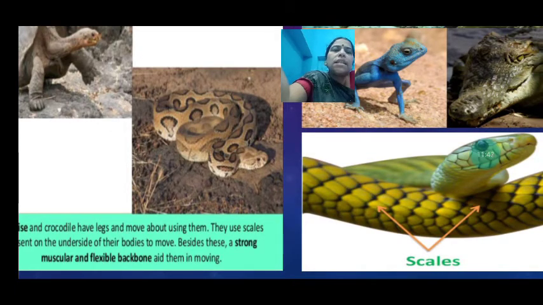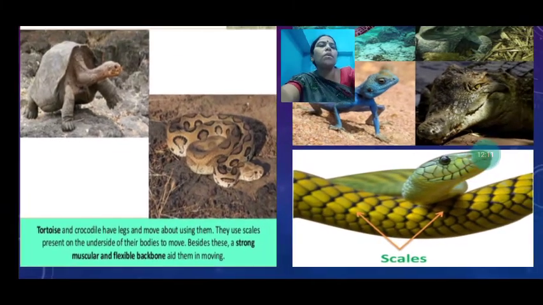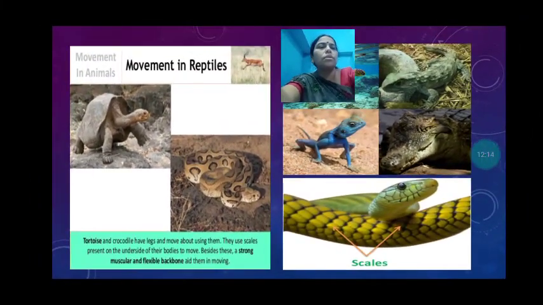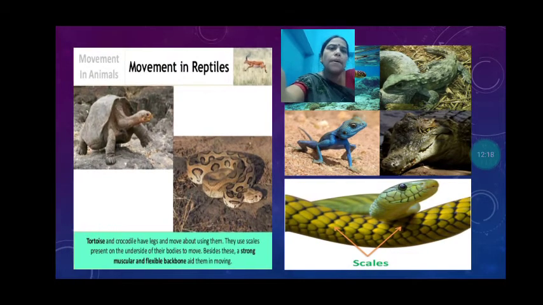And besides these, a strong muscular and flexible backbone aids them in moving. So what happens? They have strong muscles also, and the backbone is also very strong, muscular and flexible. That means it can easily contract and expand so that they can move on the ground or crawl on the ground with the help of the scales.